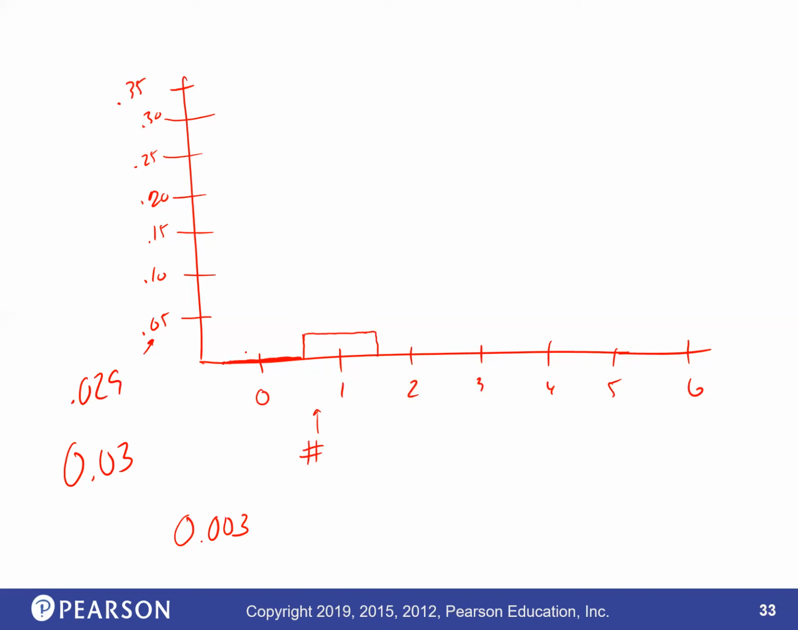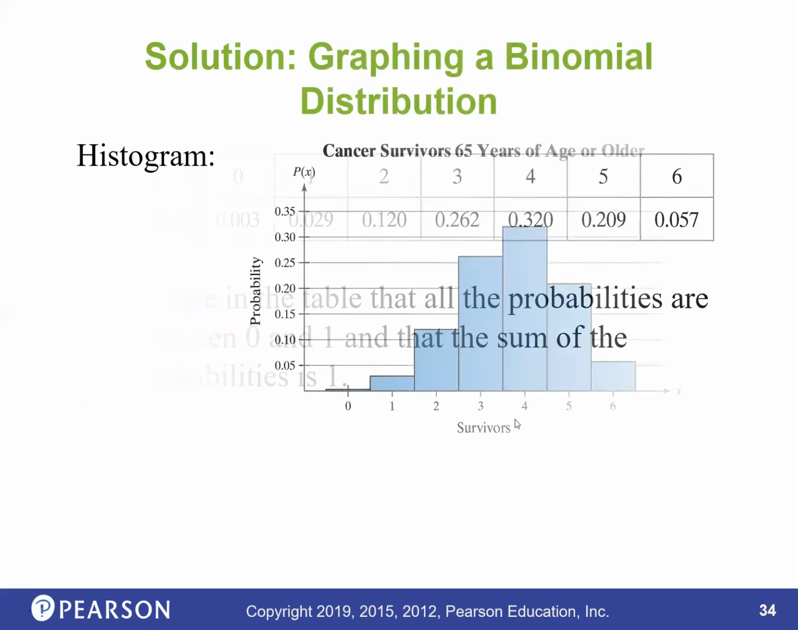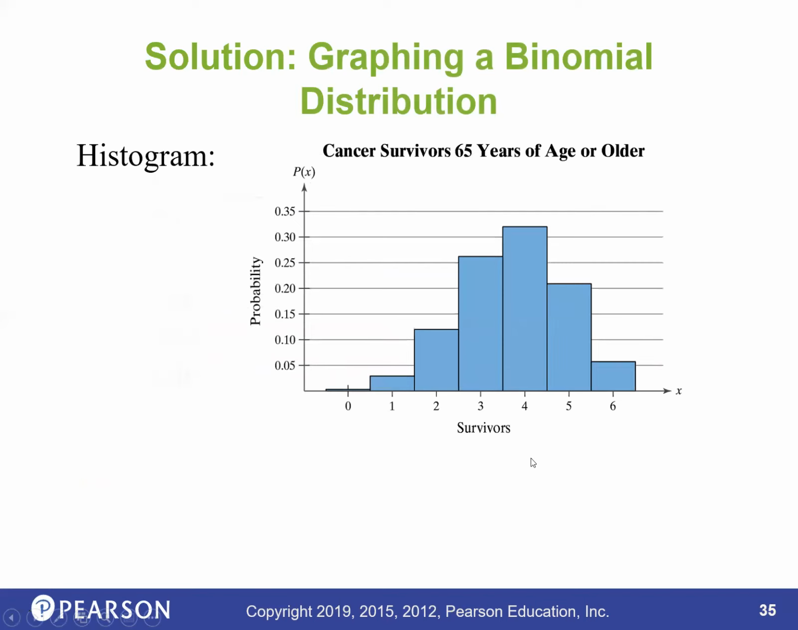Two is at 12%, so a little bit above 10, maybe about right here is cool. Maybe that's a little too high even. This one here. And you have to go all the way to the middle of 2 and 3, because they have to touch. The only time they don't touch is if these were categories, like socks, shoes, shirts, jeans. Those are categories. And you keep on going. The graph should look like this at the end.